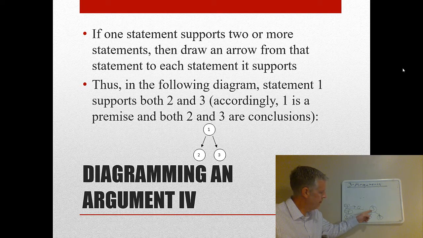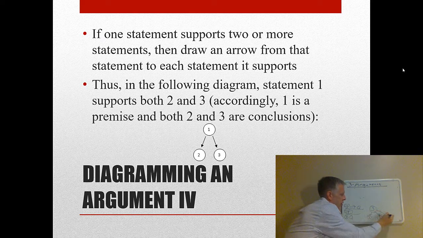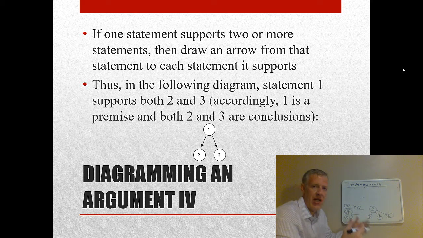So one statement supports two or more, okay? Then you'd have to indicate that with two distinct arrows, right? Or let's say it even supports another one. Anything's really possible. You've got to diagram whatever's being said, right? Whatever the underlying structure is. Okay.